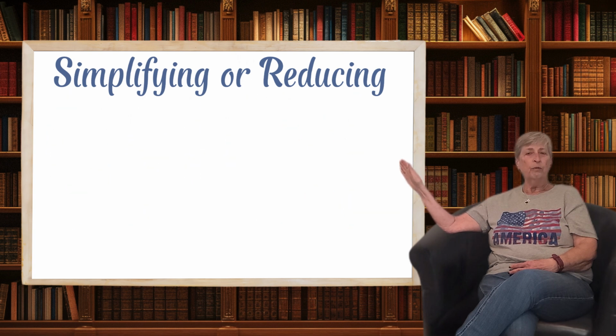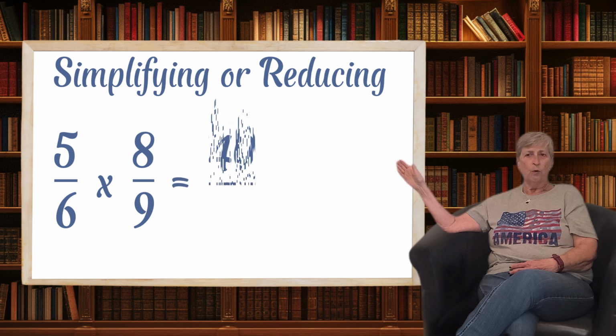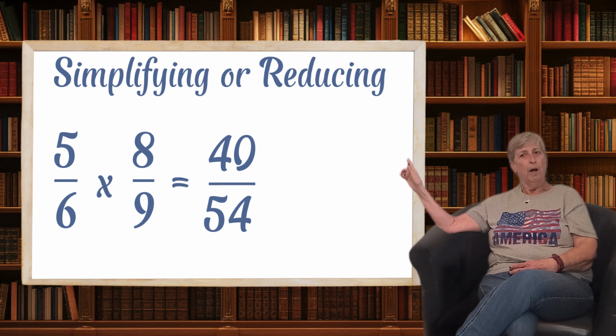All right, now let's move on to multiplication. Let's try 5/6 times 8/9. Okay, remember multiplication, we just go straight across. So first we solve the problem. 5 times 8 equals 40. 6 times 9 equals 54. So our answer is 40 over 54, but we need to look, can it be simplified?